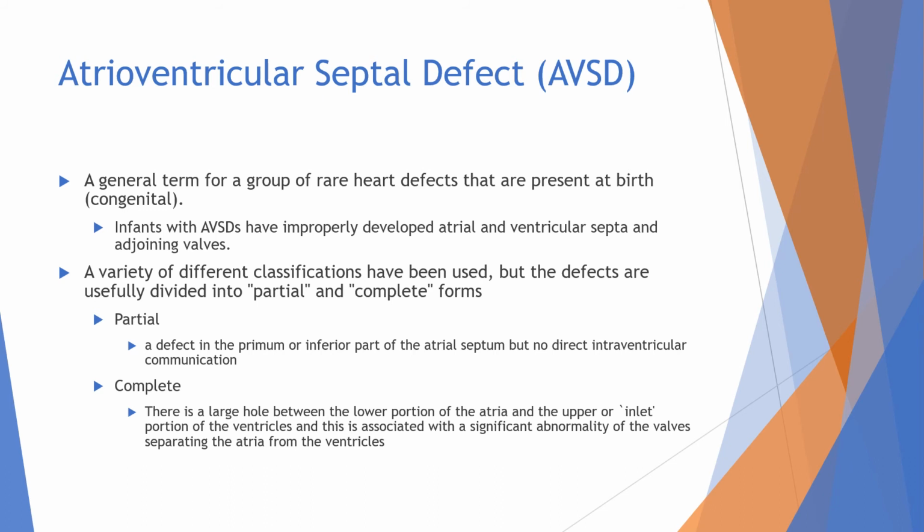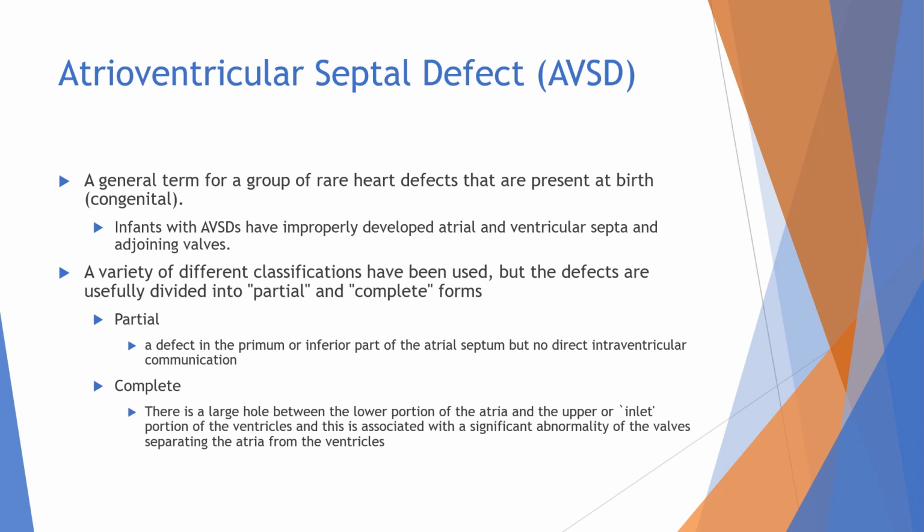Partial is a defect in the primum or inferior part of the atrial septum with no direct intraventricular communication. So this is a hole in the atrial septum and the ventricular septum, but they're still divided into 4 chambers.